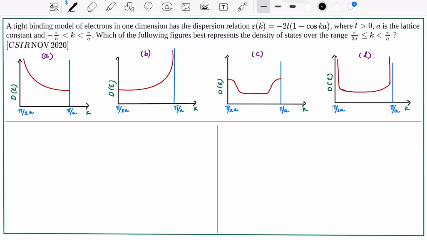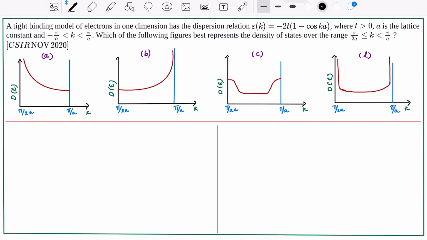Problem 11, Solid State Physics. The question is, a tight binding model of electrons in one dimension has the dispersion relation E of k equal to minus 2t (1 minus cos ka), where t is greater than 0, a is the lattice constant, and minus pi by a is less than k less than pi by a.